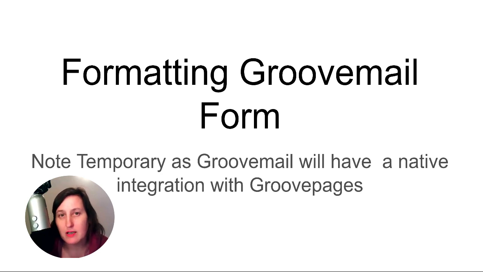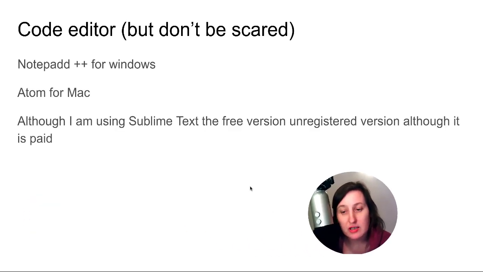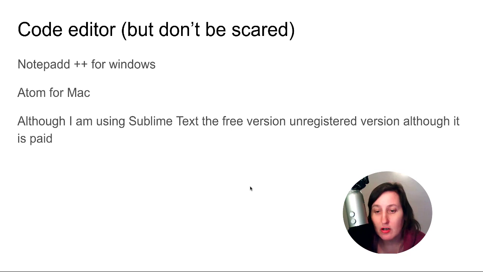So we're going to be using a post method. There's going to be a little bit of coding, not a lot, so you're going to need a code editor, basically just to do copying and pasting and get the right information that you want. There are a few that you can use that are free. Notepad++ for Windows is free and excellent. Atom for Mac is free, and I'm using Sublime Text, the free unregistered version. You can purchase it and get all the different benefits that come with it, but it's nice and simple to use.